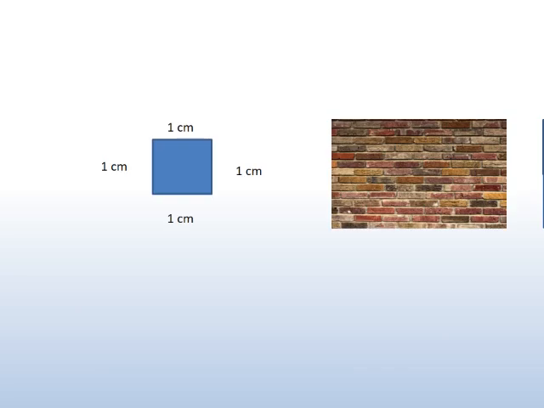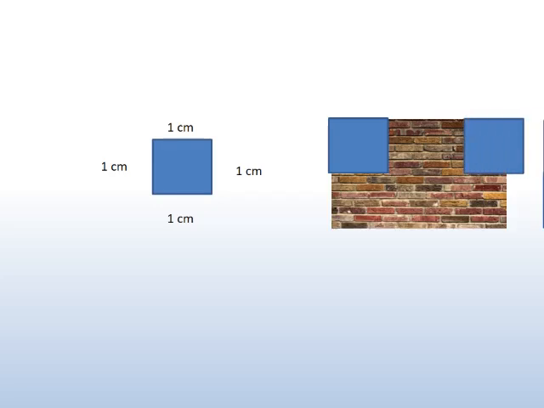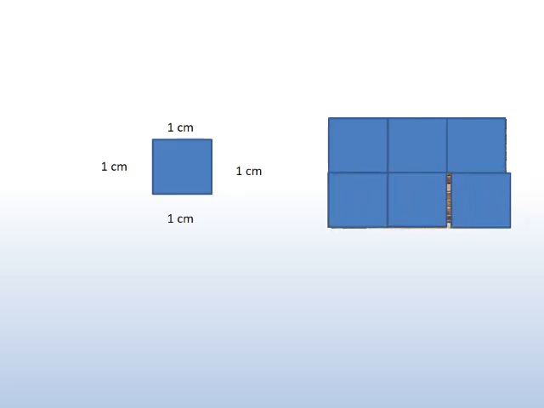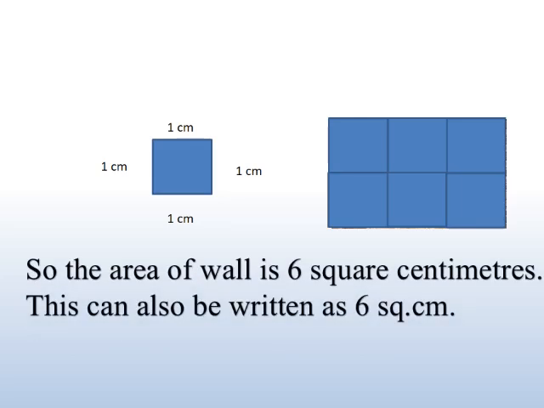Let us go back to our wall. We can measure it using the standard unit, a square of side 1 centimeter. The wall covers 6 square centimeters. So the area is 6 square centimeters.